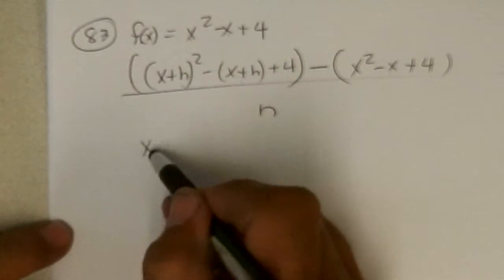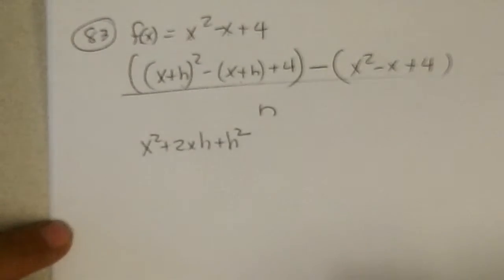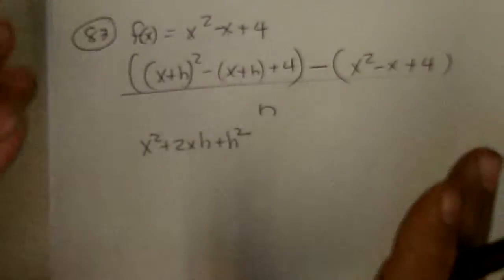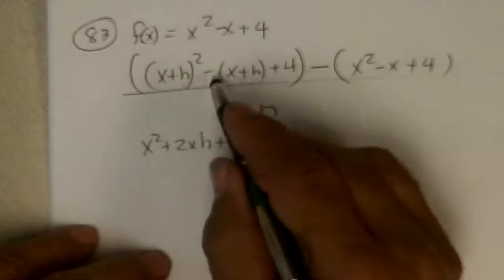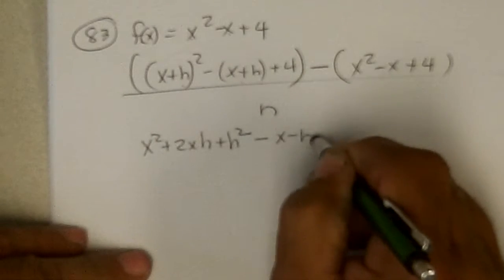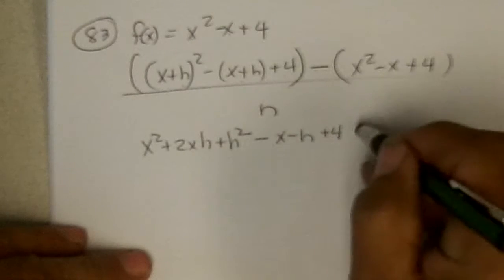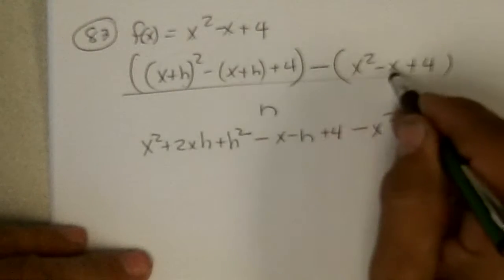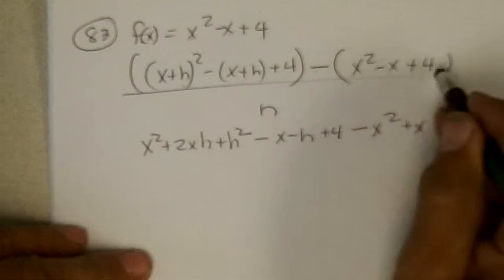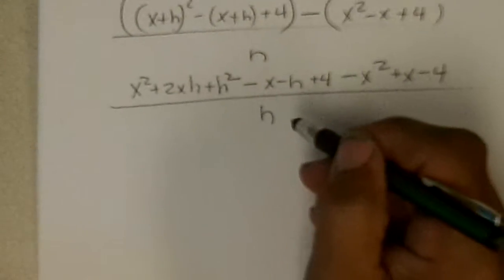That squared is x squared plus 2xh plus h squared. FOIL it out: x plus h times x plus h. Distribute the minus: minus x minus h plus 4. Distribute the minus: minus x squared, minus a minus is plus x, minus a plus 4 is minus 4, over h.